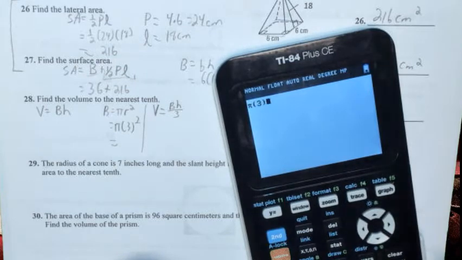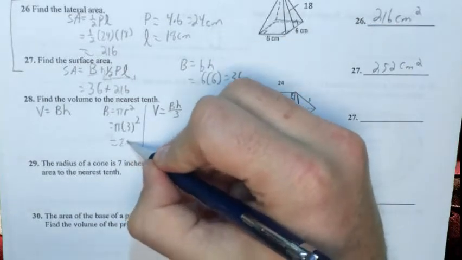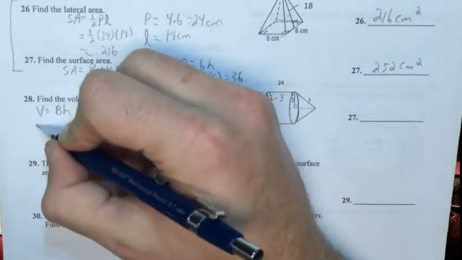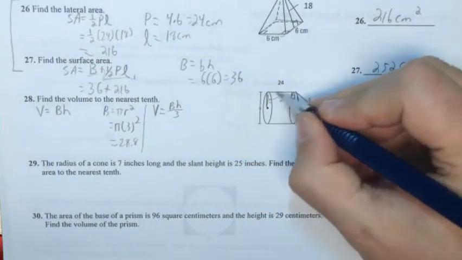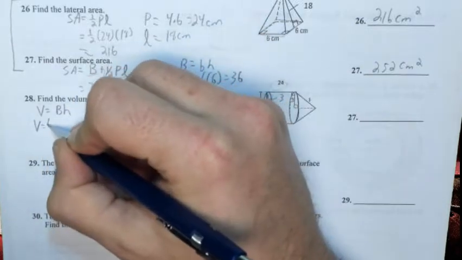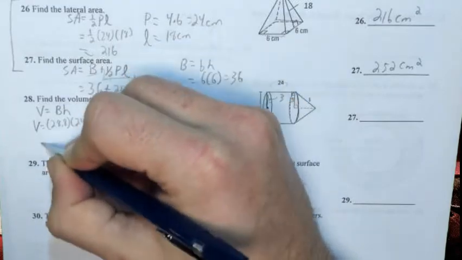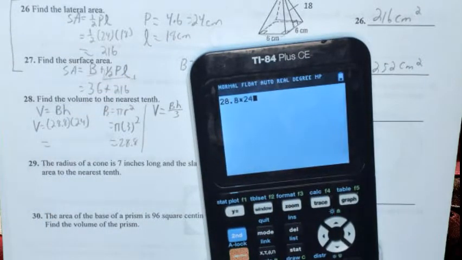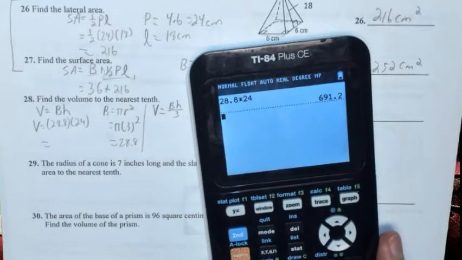Pi times 3 squared, 28.8. And there's no units on this one, so I don't have to worry about units. Height here is going to be the distance between the two circular bases, which is 24. So V equals 28.8 times 24. And now 28.8 times 24 gives me 691.2.